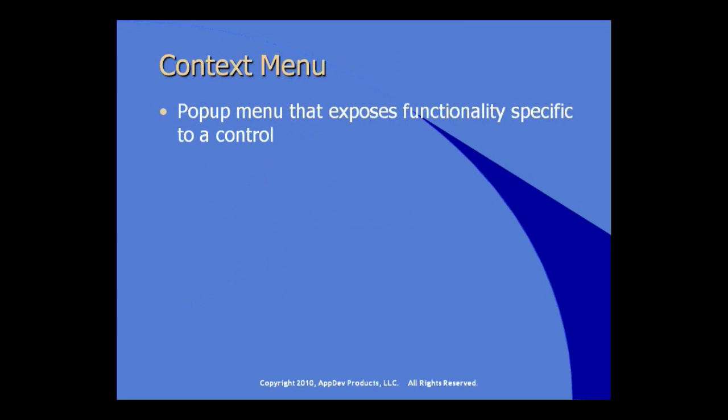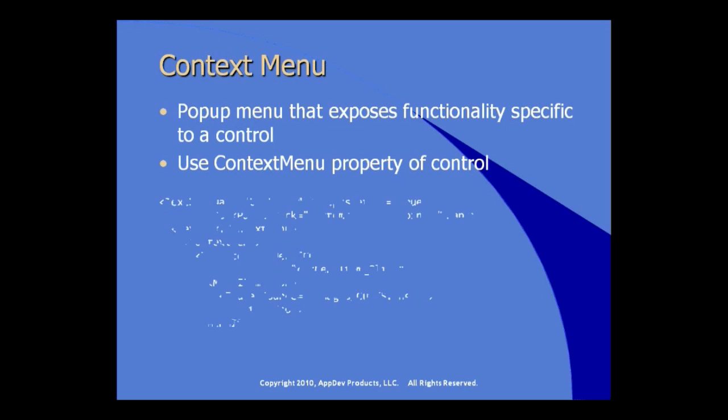A context menu is a pop-up menu that exposes functionality specific to a particular control. So the user right-clicks on a control like a text box, and you want a menu to appear. To attach a context menu to a control, you use the ContextMenu property of that control.